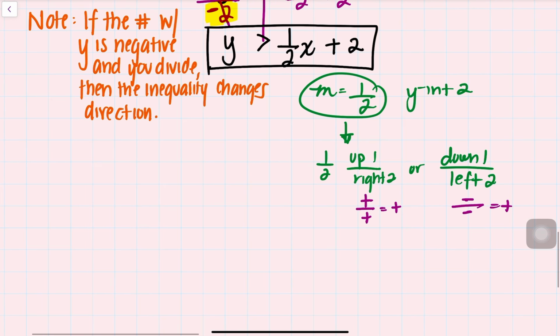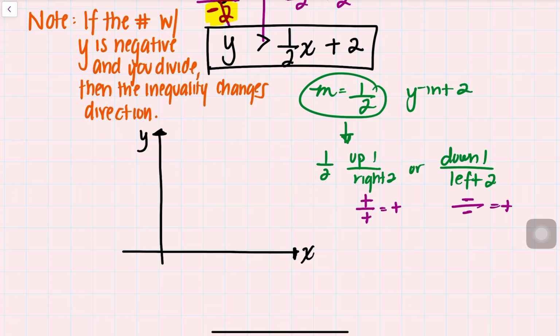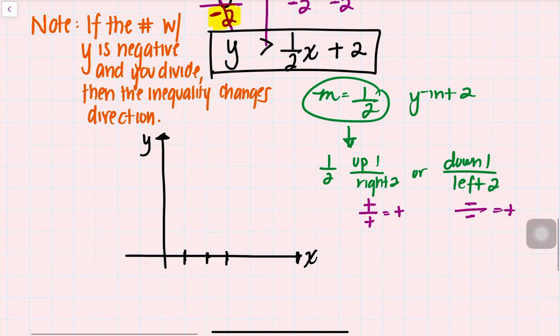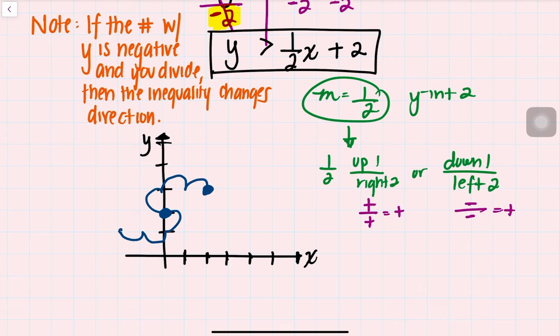So let's go ahead and graph it. Actually, I will not be doing that part. I'll be doing this here. 2, 3, 4, 5. 2, 3, 4, 5. So I'm going to start at the y-intercept, which is 2, and I am here. My slope, we said, is going up 1 and right 2. Or I did mention go down 1, left 2, and we are here.